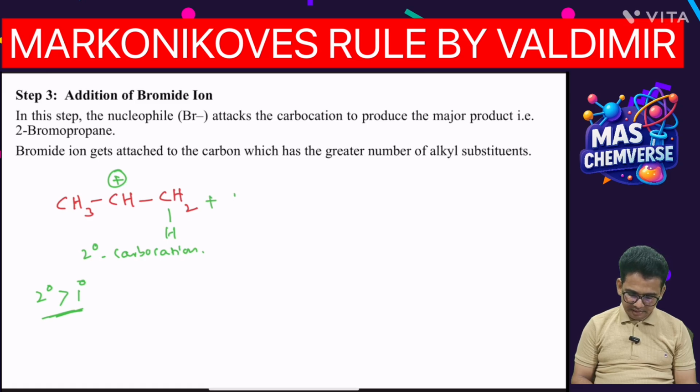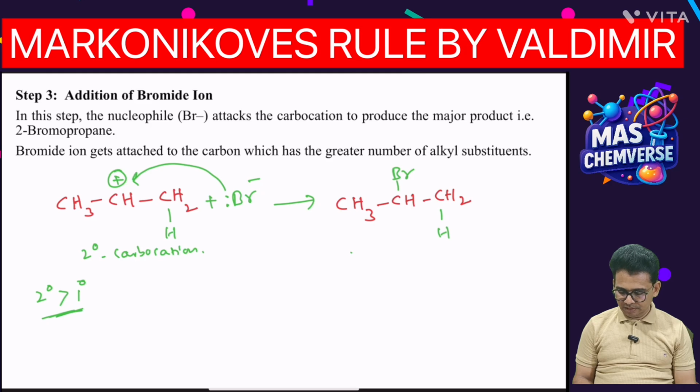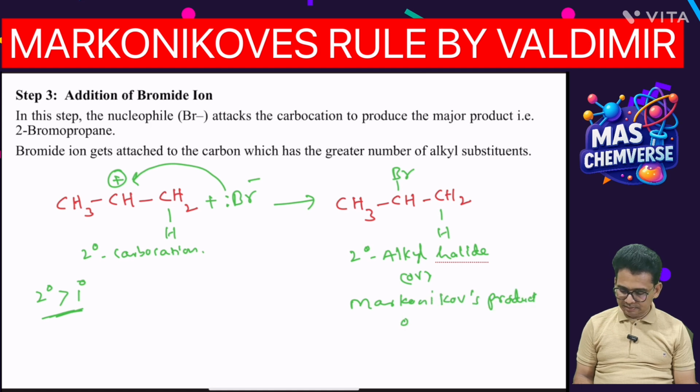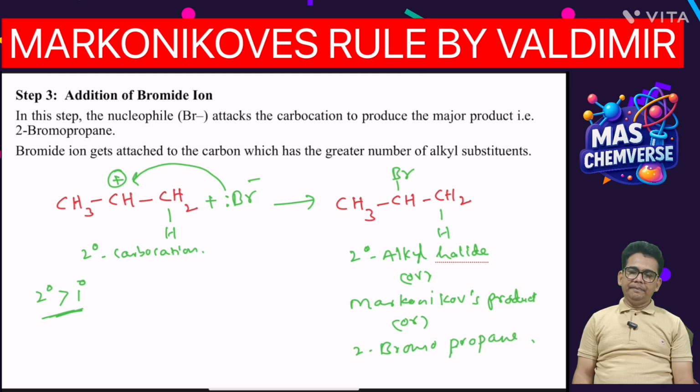Next it reacts with the bromide. Bromide, which has more electrons, is called the nucleophile. It loves the nucleus, the electron deficient site. That's why it easily attacks this carbocation. Then what is produced? This is called the secondary alkyl halide, or the Markovnikov's product, also called 2-bromo-propane. Okay, you might have understood.